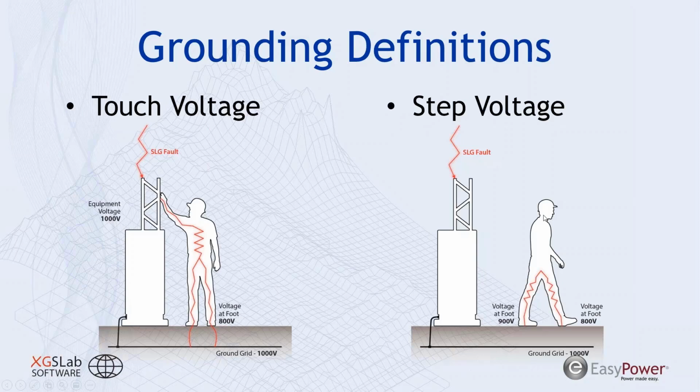On the right is a demonstration of what a step voltage is. For a step voltage, we're not actually touching any equipment. It's simply the difference in potential from one foot to the other based on the individual's stride or their step. So that ground potential rise drops off in the soil and you have various gradients. And because of that, you can have a voltage difference between one foot and the other. In this example, the individual has 900 volts on one foot and 800 volts on the other. So they have a total difference of 100 volts, and that would be a step voltage of 100.